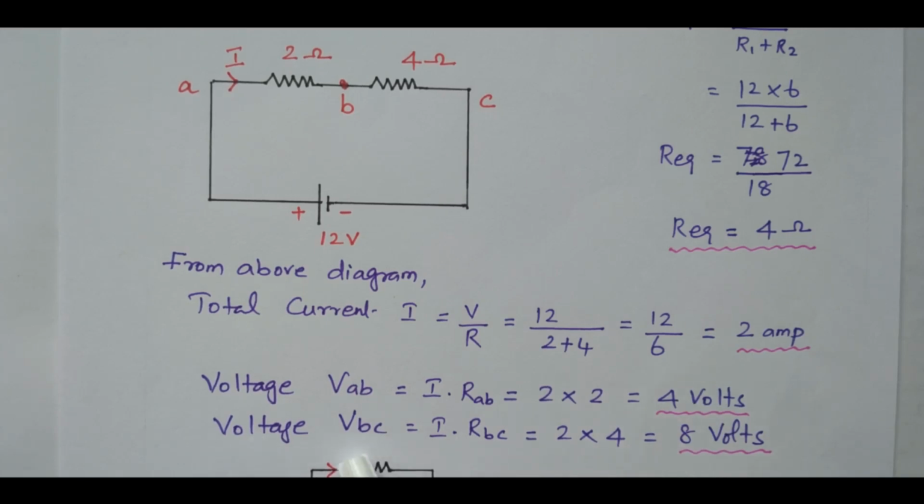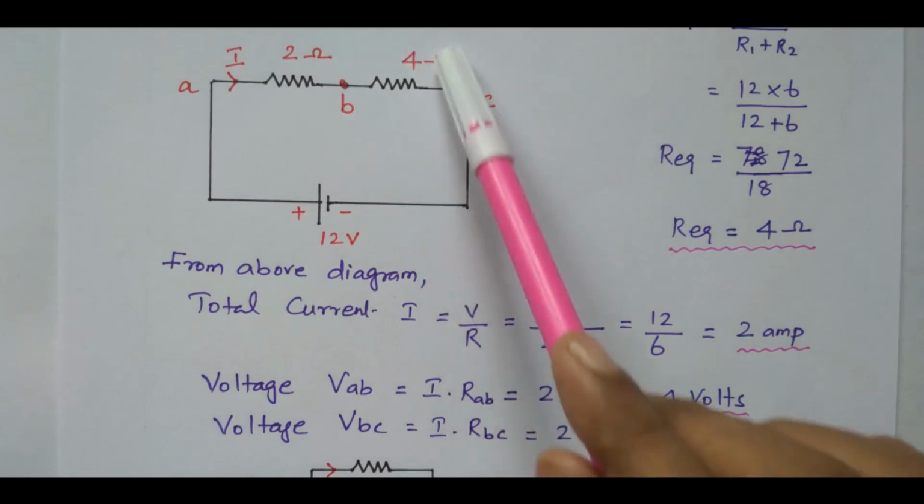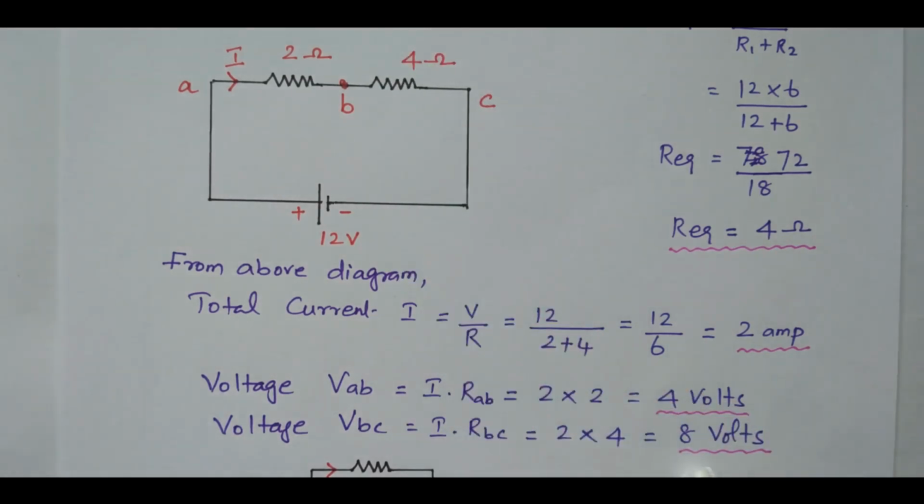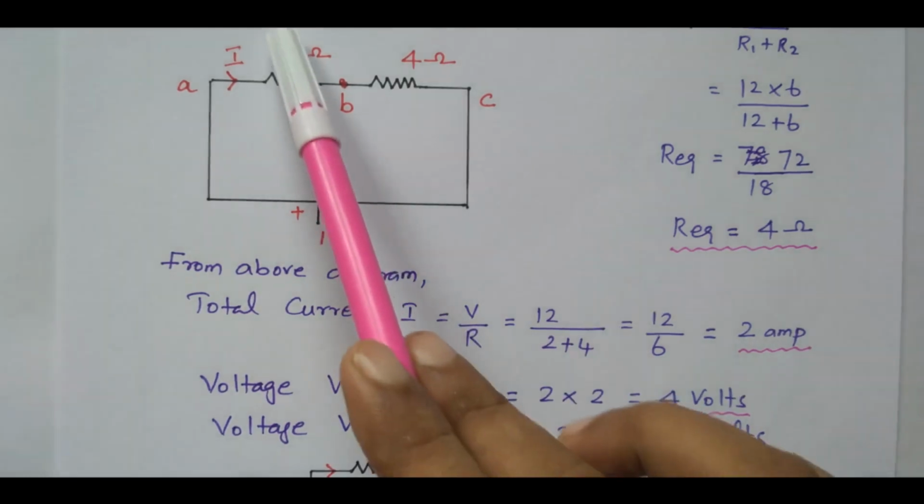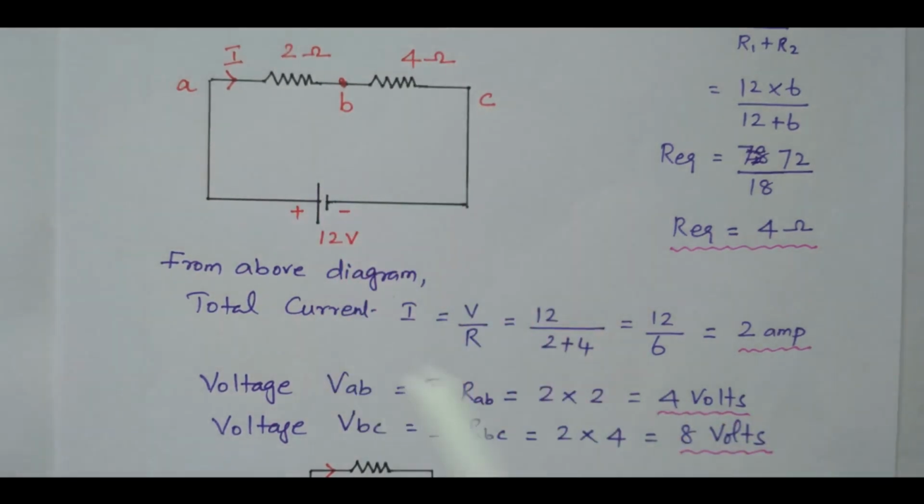Similarly, voltage across BC, VBC equals I into RBC. So I is 2 ampere. The resistor across BC is 4 ohm. So 2 into 4, 8 volts. So 4 volts drop across the 2 ohm, 8 volts drop across the 4 ohm. The sum of these two, 4 plus 8, is 12 volts. The applied voltage is 12, so the sum of these two is also 12. So our answer is correct.